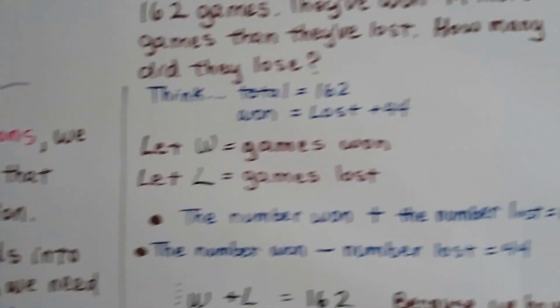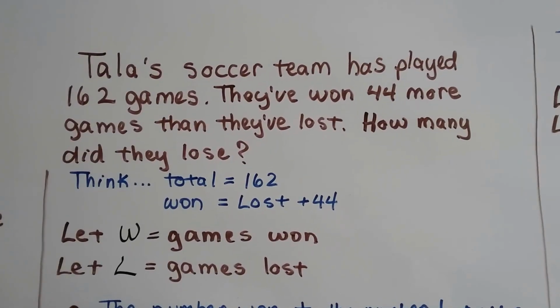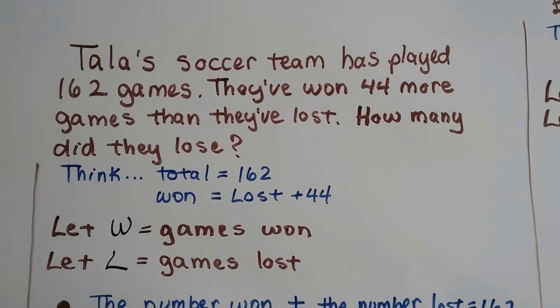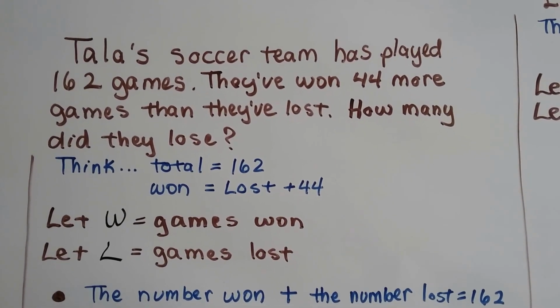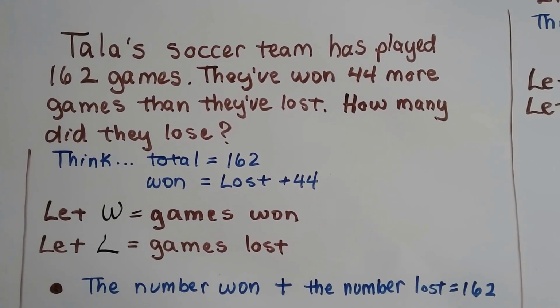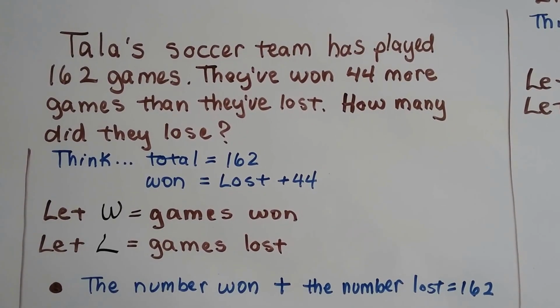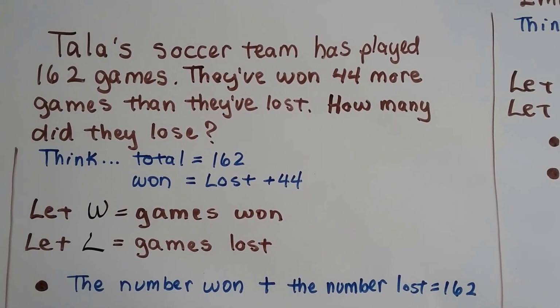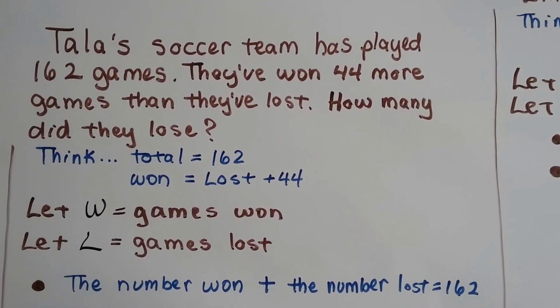So here's our first word problem. Tala's soccer team has played 162 games and they've won 44 more games than they've lost. So how many did they lose? So let's pull the information out of this word problem. The total is 162 and the amount they've won is equal to the amount they lost plus 44.